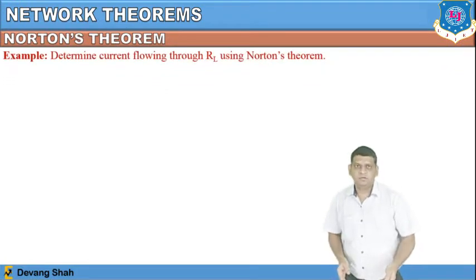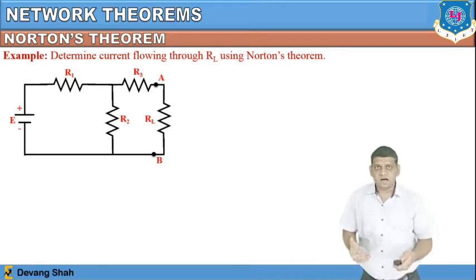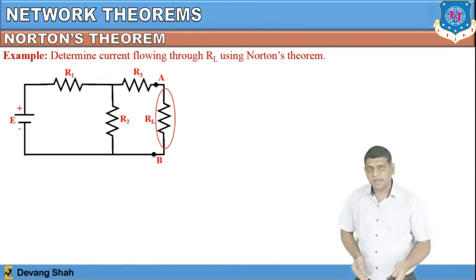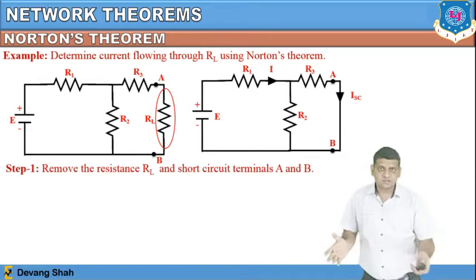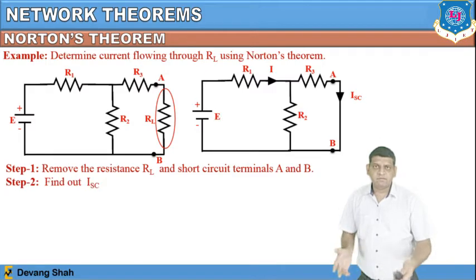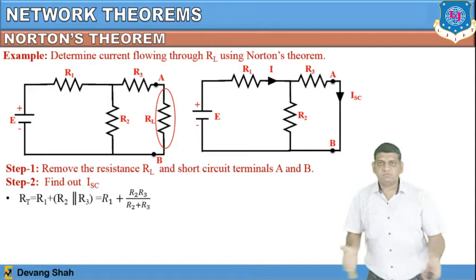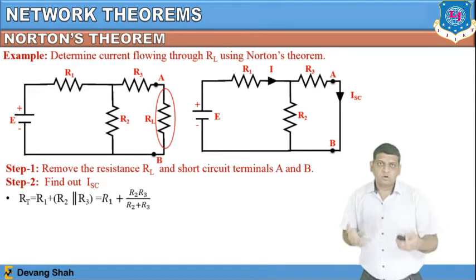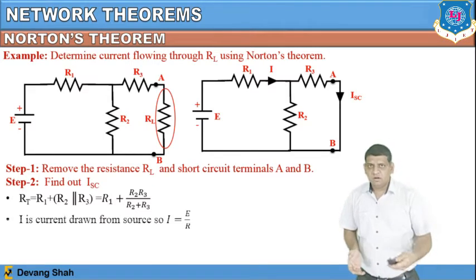Now let's define one example. So this is the actual circuit, where R1, R2, R3 are given, RL is also given, between terminals A and B. What I have to do is use my first step, which is step number 1: remove the RL and short terminals A and B, then find out ISC. How you can find the ISC is to first find the total resistance of the network. For this particular circuit, your total resistance RT is equal to R1 plus the parallel combination of R2 and R3, right?